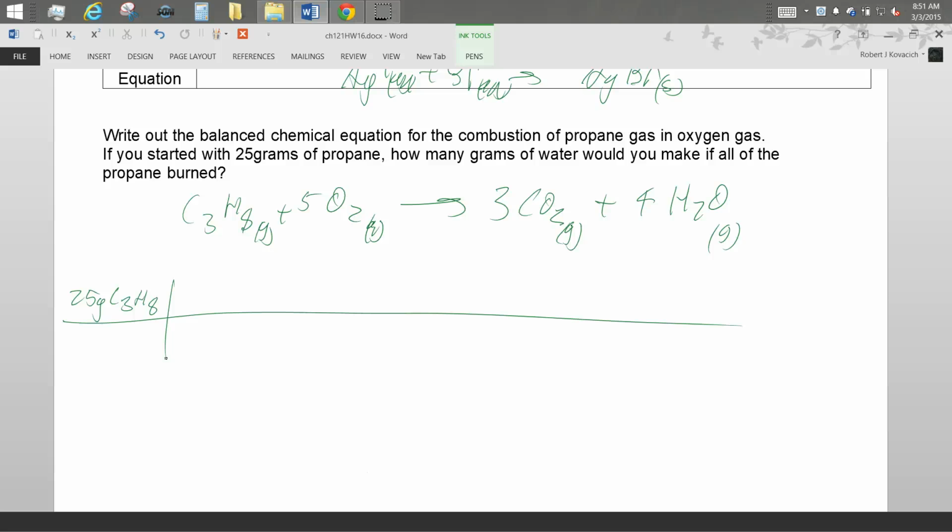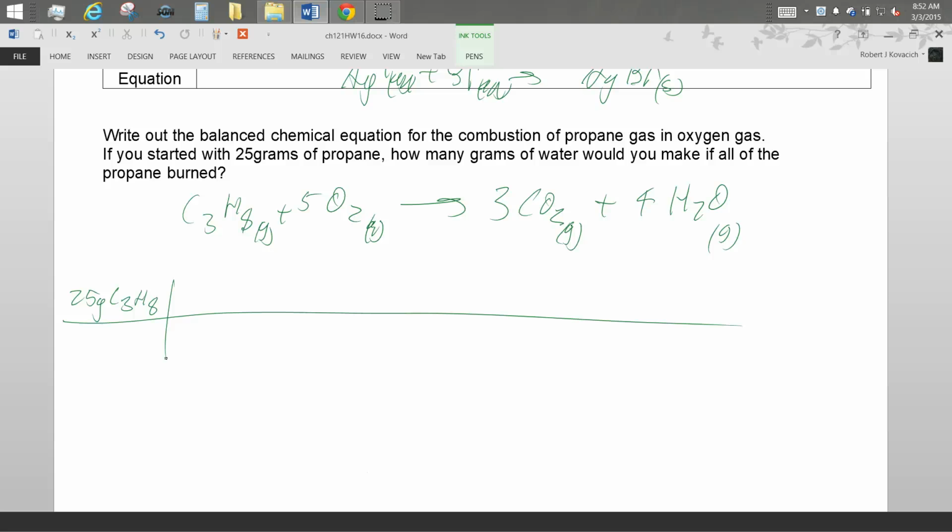If I had 1 gram of oxygen, it doesn't matter how much propane I have. I can't make the correct amount of water. So when you get a question like this, the assumption is you have plenty of the other reactants to use all 25 grams up. Okay? So in this case, we're saying I've got 25 grams of propane and as much O2 as I need to burn all of the 25 grams of propane. That's the assumption that's being made.